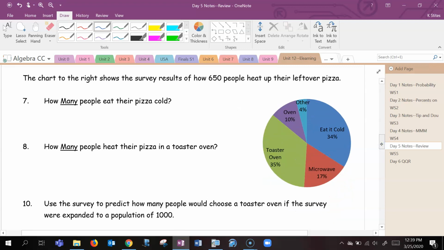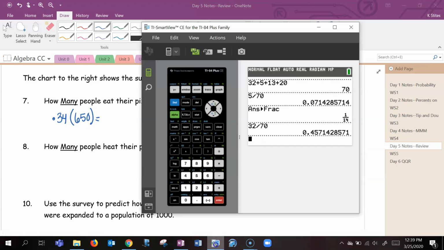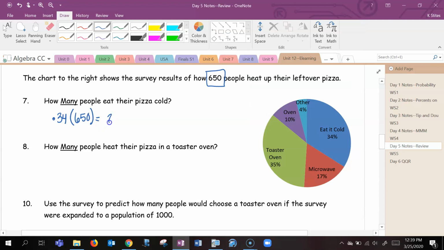The chart to the right shows the survey results of how 650 people heat up their leftover pizza. So I don't know how well this shows up on your paper, but at least you can see it fine on here. So notice we were given our total, 650 people. We want how many people eat their pizza cold. So eating it cold is 34%. We'll go ahead and take our 0.34, which is 34%, and we'll multiply it by our 650. And that's 221 people.